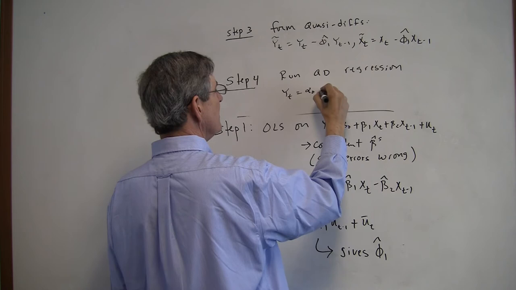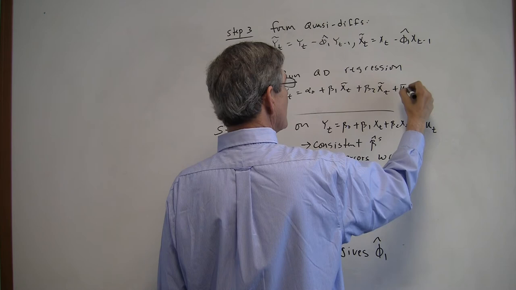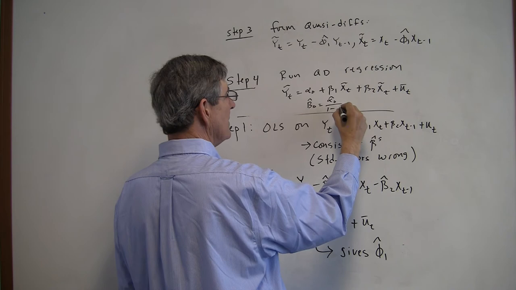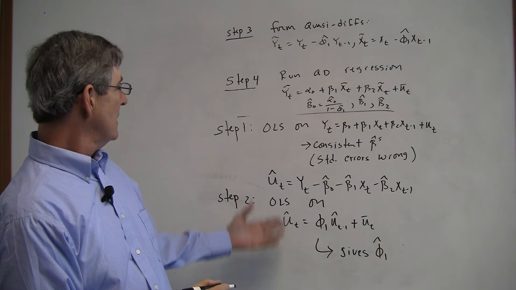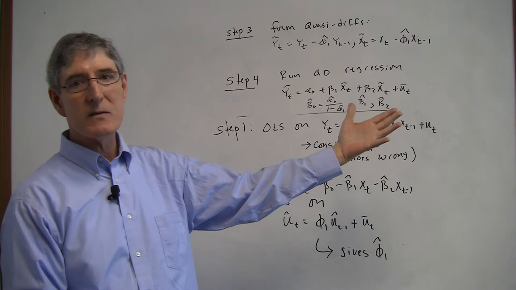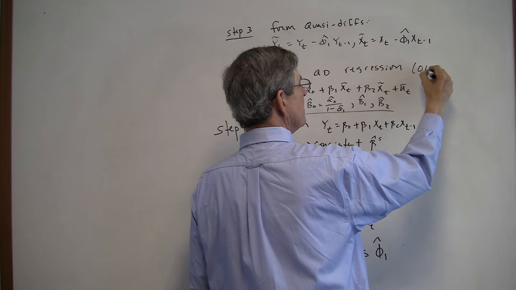Yt is alpha naught plus beta 1 x, these should be tildes, t plus beta 2 x tilde t plus u bar t, and that's going to give us beta naught hat equals alpha naught hat over 1 minus phi 1 hat, beta 1 hat, and beta 2 hat. So we get our multipliers, our dynamic multipliers directly out of this procedure. So OLS, save the errors, regress ut on ut minus 1, get an estimate of phi, use the phi to quasi-difference, run the quasi-difference regression. That's all there is to it. And these estimates will be, because this is IID, we used OLS. This is an OLS regression. They're consistent and efficient.